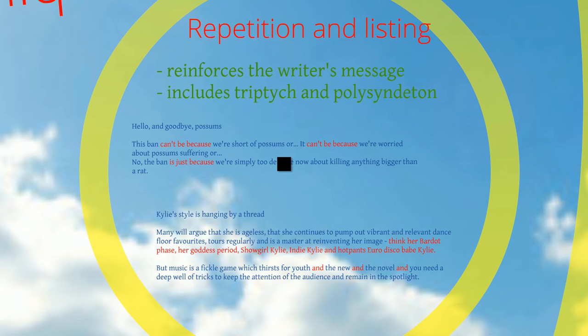The second example on Kylie's dress sense, you've got asyndeton when you're listing items with just commas between them. Think her Bardot phase, her goddess period, showgirl Kylie, indie Kylie, and hot pants hero disco babe Kylie. And then the next one, polysyndeton, where it repeats 'and', the new and the novel, and you need a deep well of tricks. Asyndeton with the commas and polysyndeton with 'and', they both produce this cumulative effect, so the reasons seem to build up.